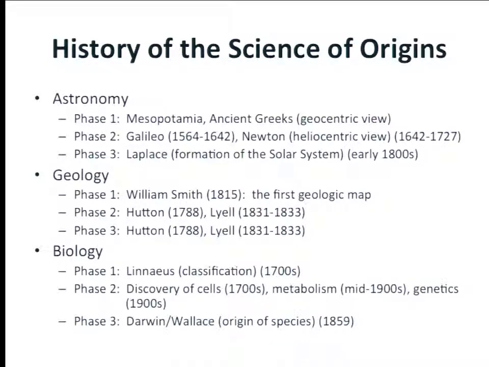And then biology, which concerns us here: Linnaeus in the 1700s described the species and provided the classification that is still largely with us. And then phase 2 is actually still ongoing. Discovery of cells in the 1700s, metabolism in the mid-1900s, genetics in the earliest 1900s. But in terms of the origin of species, where it comes from, really Darwin and Wallace were the ones that got us going in 1859. And what I want to do now is look at what Darwin did and what he argued.